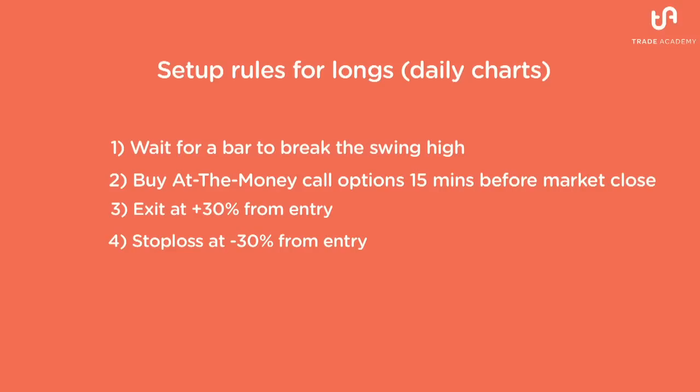Number 1, wait for a bar to break the swing high. Number 2, when you see that, buy at the money call options just before the market closes, say 10 or 15 minutes before. Number 3, your exit is fixed and you will exit 30% from entry of your premium price. Number 4, your stop loss is 30% from entry. Now all of this, as I've said before, takes only 15 minutes. That's 10 minutes to place the entry and 5 minutes to place the stop loss, which you'll do the next morning.